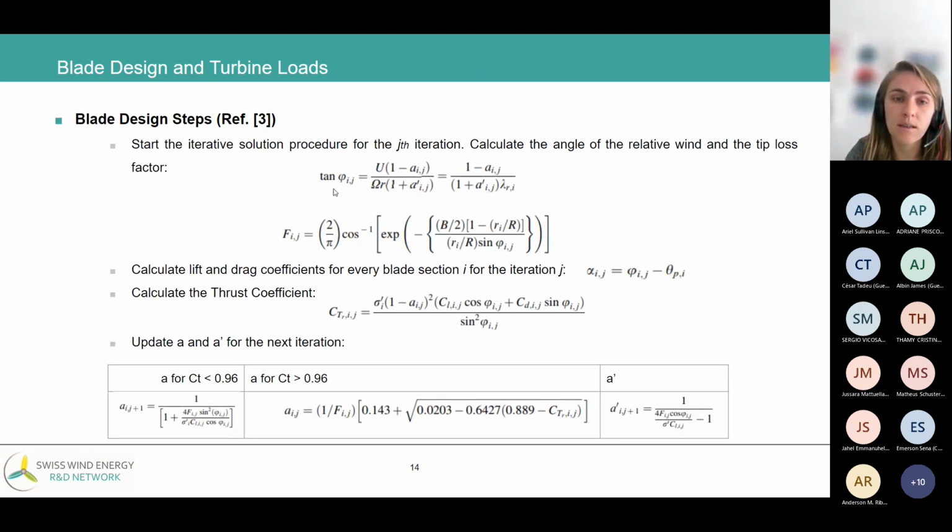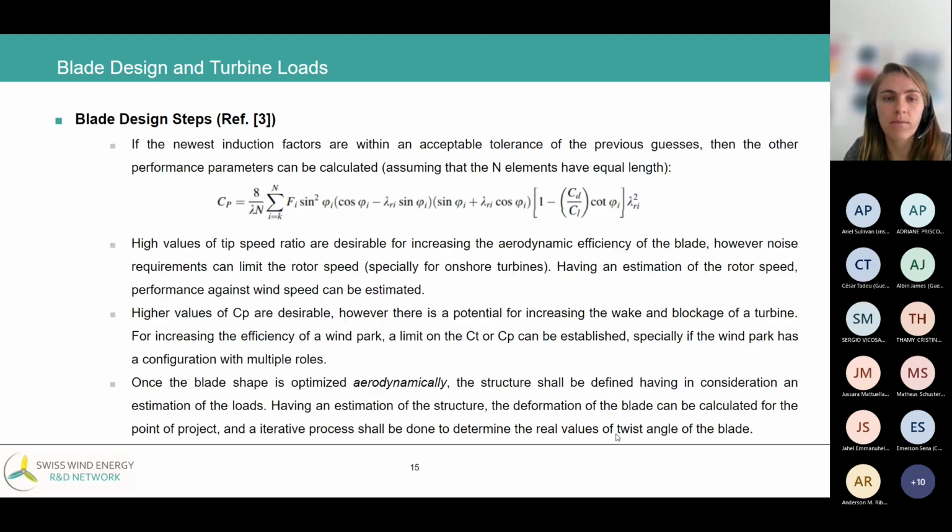Then we will calculate the angles based on these inductions, the tip loss that we will have for each element of our blade. Then later lift and drag coefficient, thrust coefficient, and then the induction for the next iteration. And finally, the power coefficient for that element and for the whole blade that will be used again on the beginning of the iteration, right?